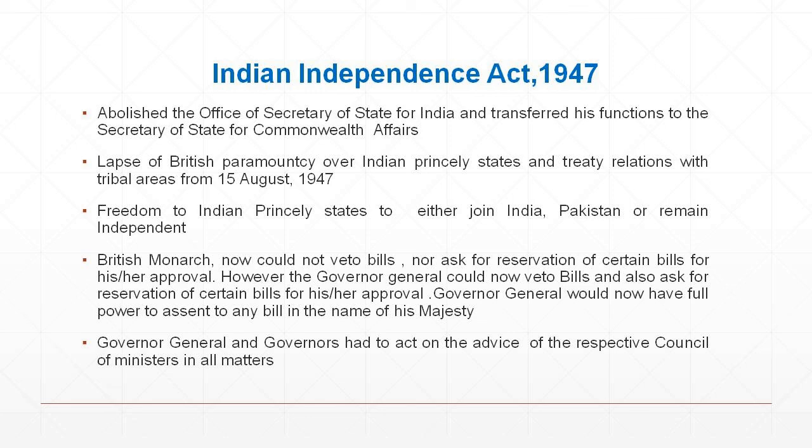Point number 11, it designated the Governor General of India and the provincial governors as nominal heads, just like today's President and governors. They were made to act on the advice of the respective Council of Ministers in all matters. Although the Governor General would assent to any bill in the name of His Majesty, he is obligated to act on the advice of the respective Council of Ministers.